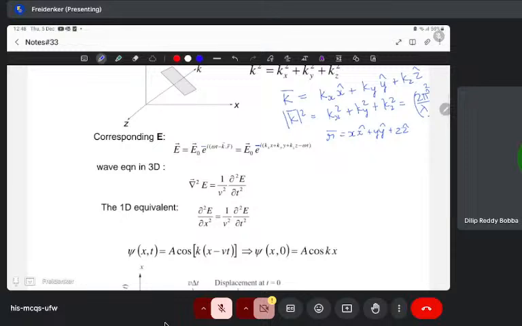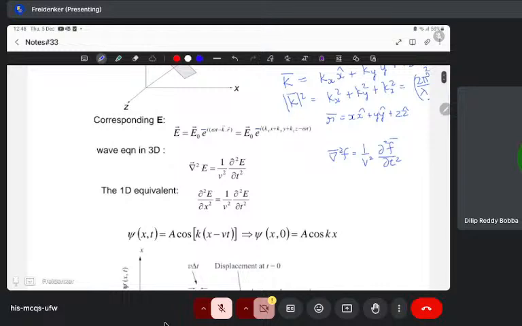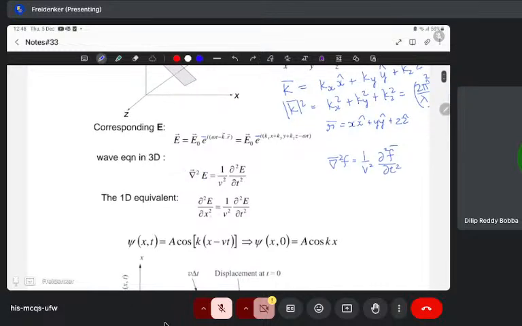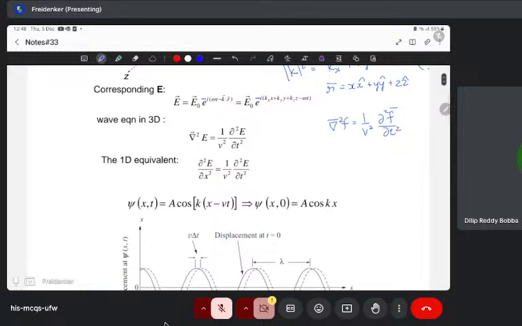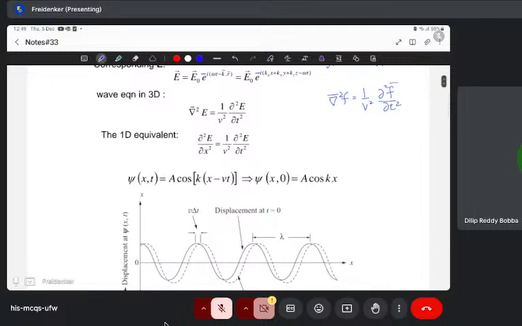I talked about this one, right? I wrote this in terms of f. If f was E, then this is the story. In one dimension, you only have one variable, so you don't have to write the Laplacian here. Our plane wave that we've been using is a one-dimensional wave, in the sense that it's moving in one dimension.